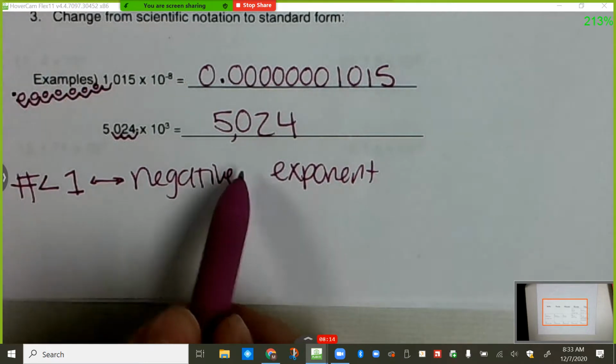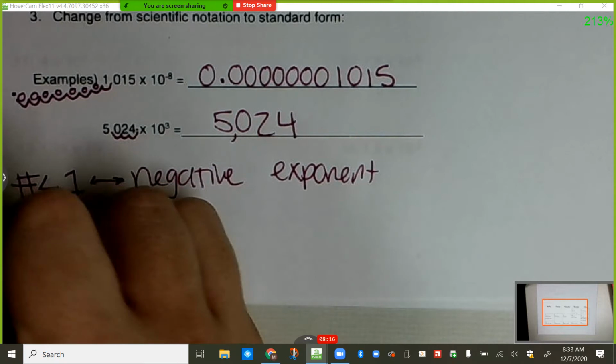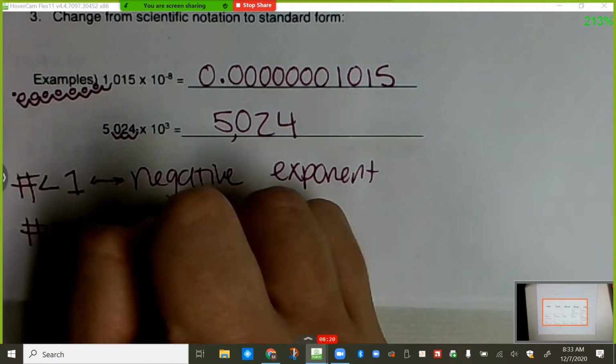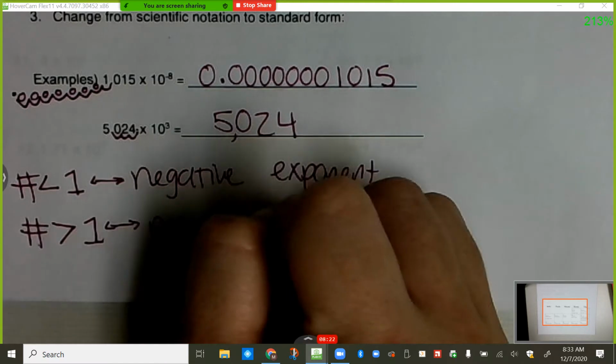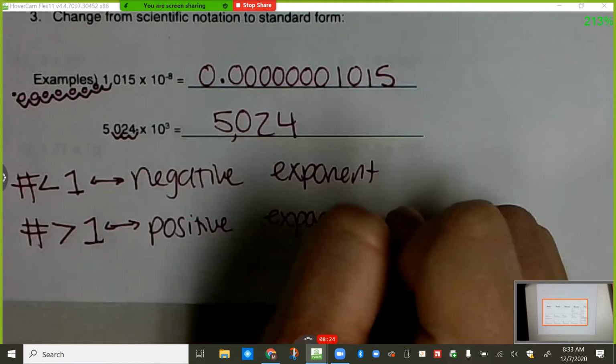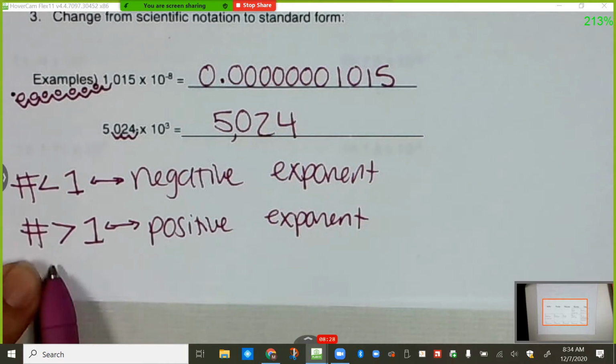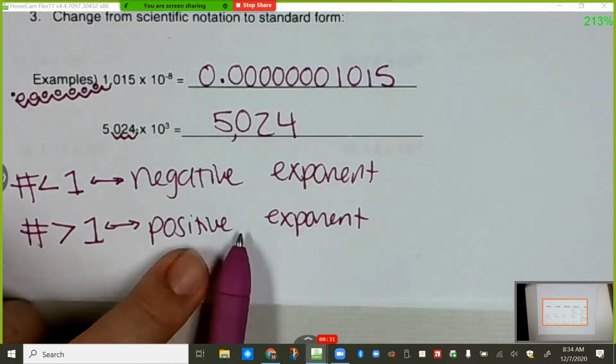Yes? So if you have a number greater than 1, it's going to be a positive exponent. So remember, it goes both ways. Positive exponent is going to be a number greater than 1. Greater than 1 is going to be a positive exponent.